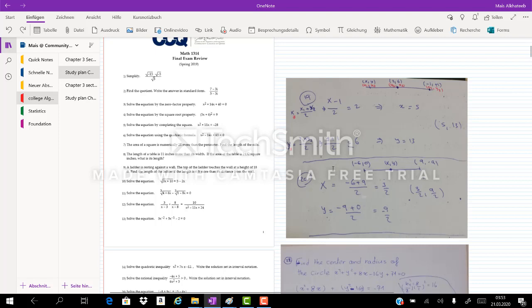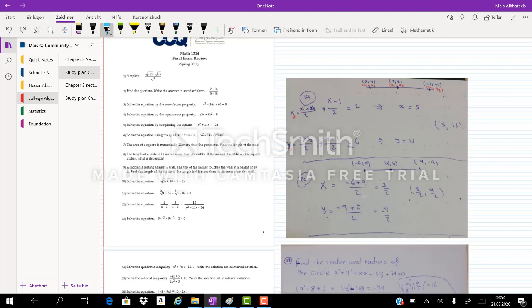Question 20 is easier than 19 because they want to calculate the midpoint. It's (-6 plus 9) over 2, which is 3 over 2, and y equals (-9 plus 0), then (y1 plus y2) over 2 is minus 9 over 2. Okay, then the first one is 3 over 2 and the second one will be minus 9 over 2. Here you have to add the minus. Okay, now we go down.